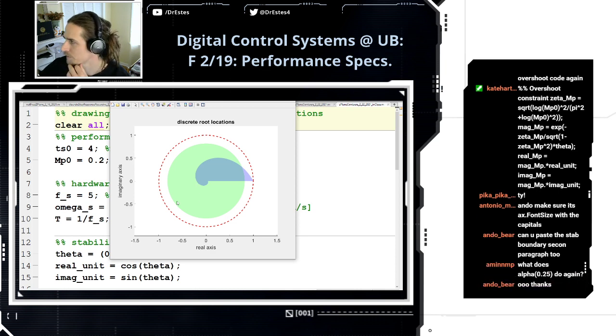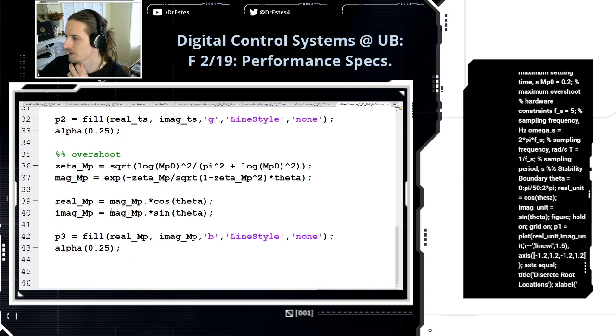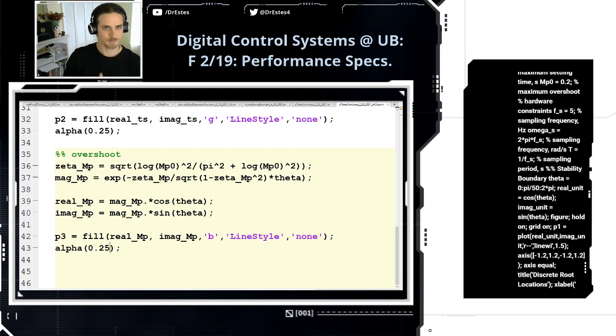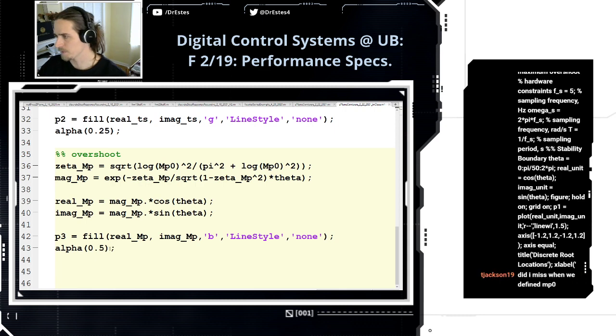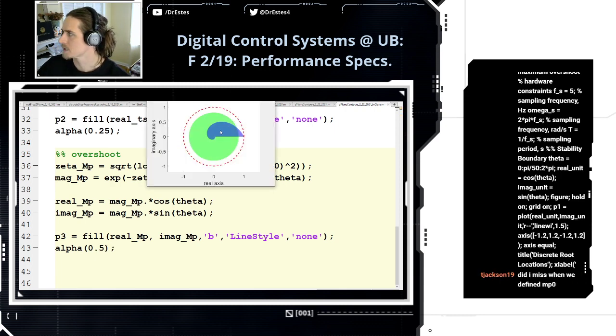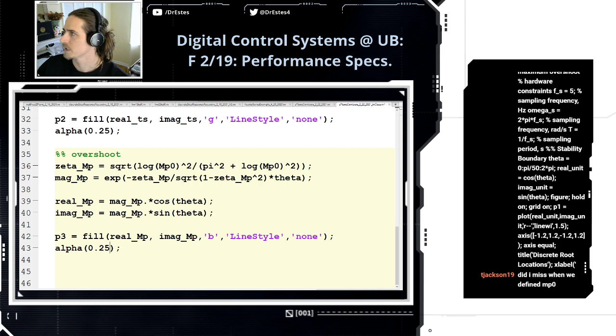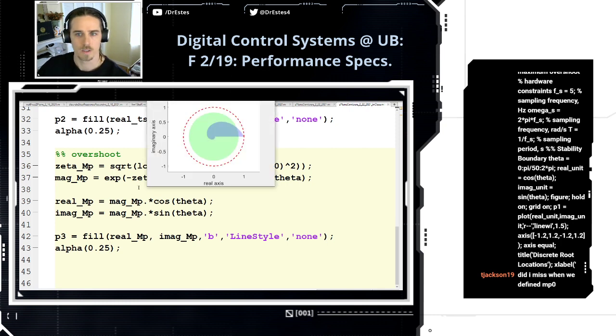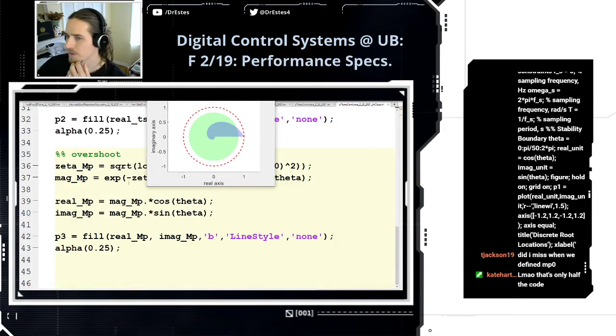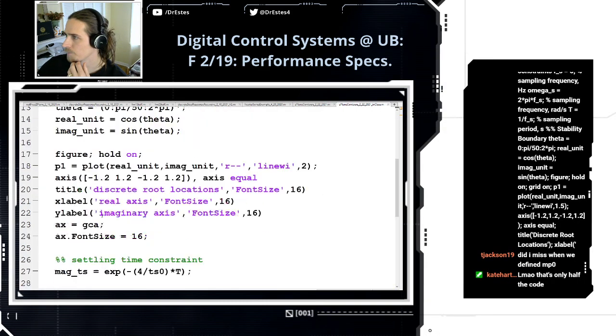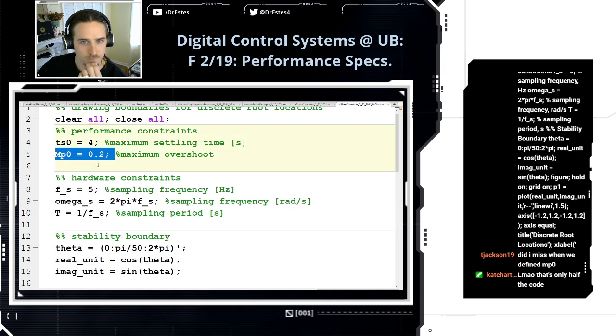What does alpha 0.25 do again? Alpha 0.25 just changes the level of transparency of the shape. Like if I were to pump this up, I think it becomes, yeah, it's less see-through. Whoa, and it changed all of the other ones as well. So I don't know, I picked this because it feels like a sweet spot. Nice pastel colors. Did I miss where we defined MP0? I threw it at the very top at like 0.2.